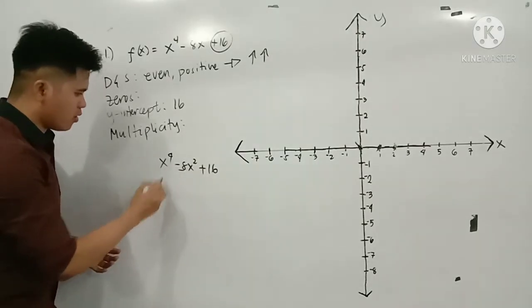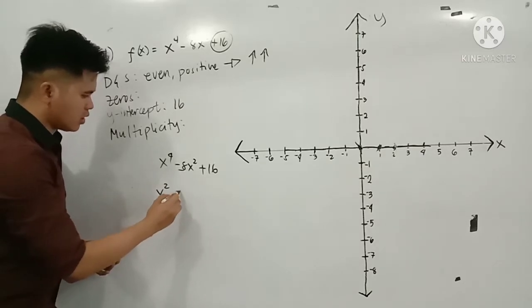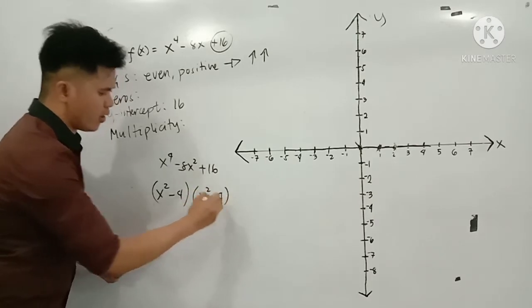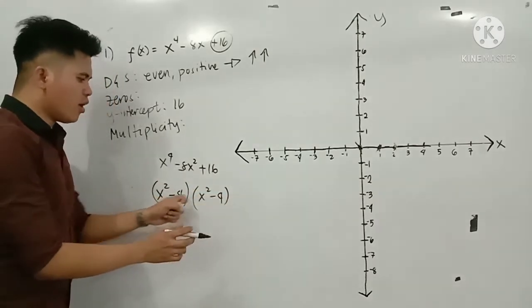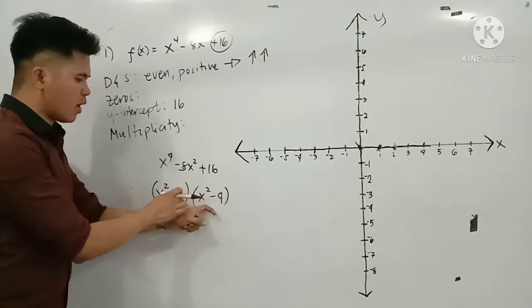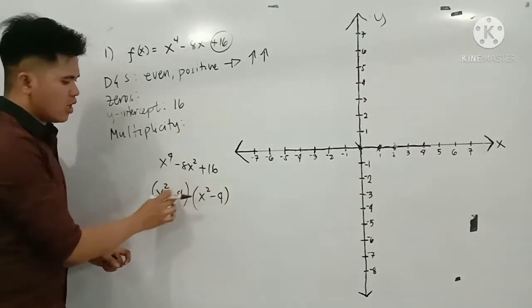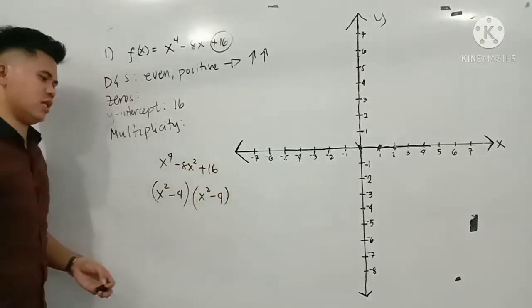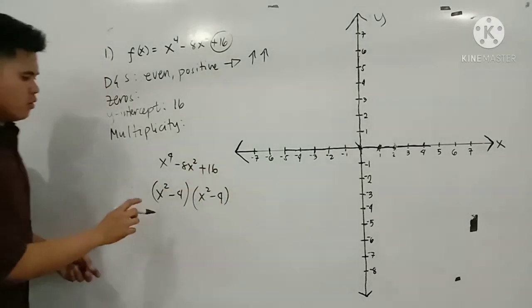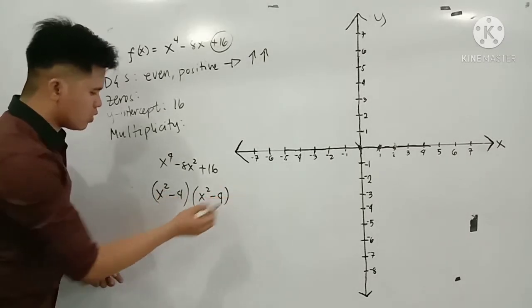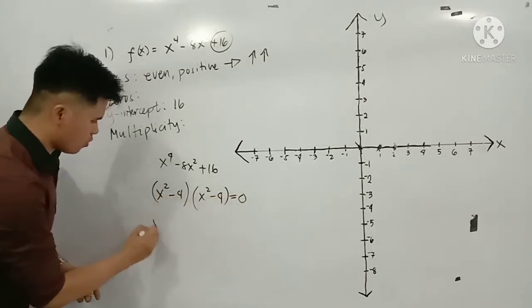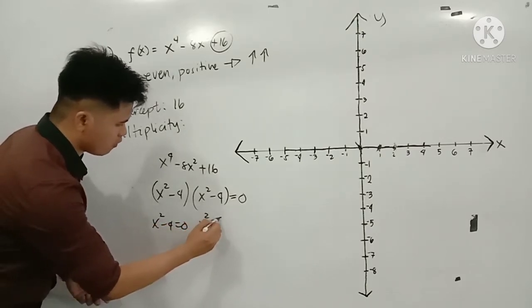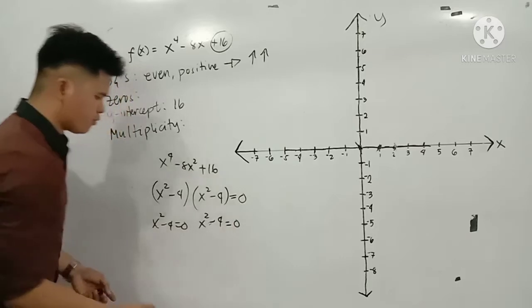So, simply over here, x squared minus 4 and x squared minus 4. Am I right? Negative 4. If we add this one, we get negative 8. And if we multiply negative 4 times negative 4, we have positive 16. So, we can now equate this one to 0. So, x squared minus 4 is equal to 0.